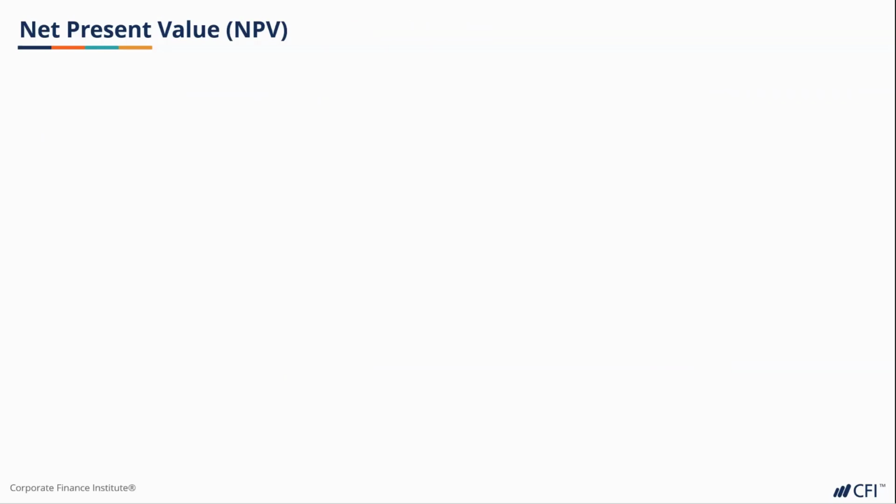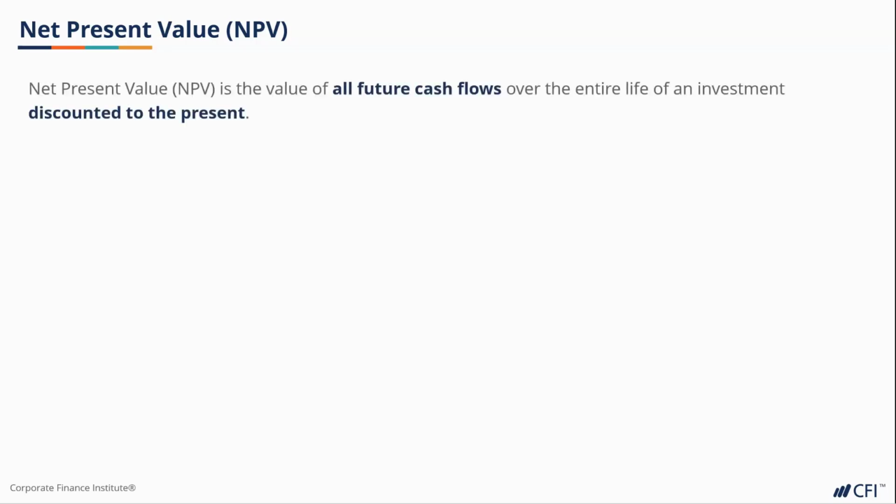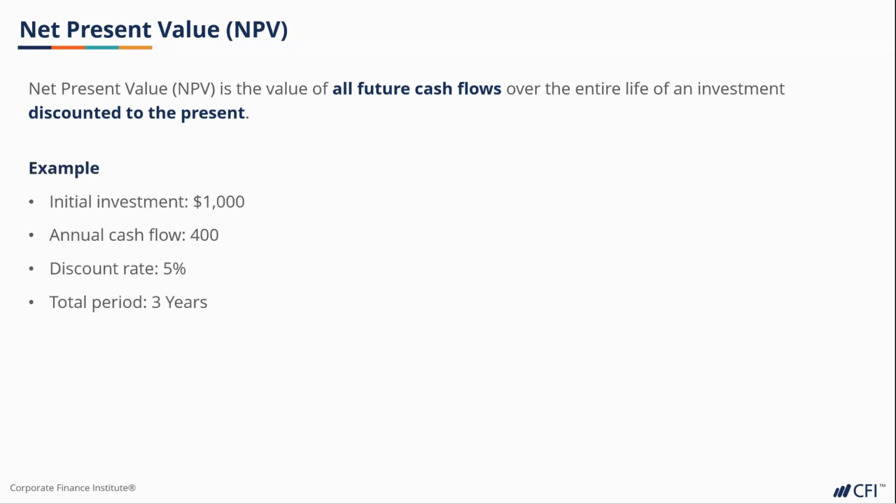The next topic we will talk about is net present value, or NPV. NPV is defined as the present values of all future cash flows over the life of an investment, less the initial cost of the investment. And that is the subtle distinction between NPV and DCF. You need to calculate DCF in order to subtract the initial investment so that you can find the NPV.